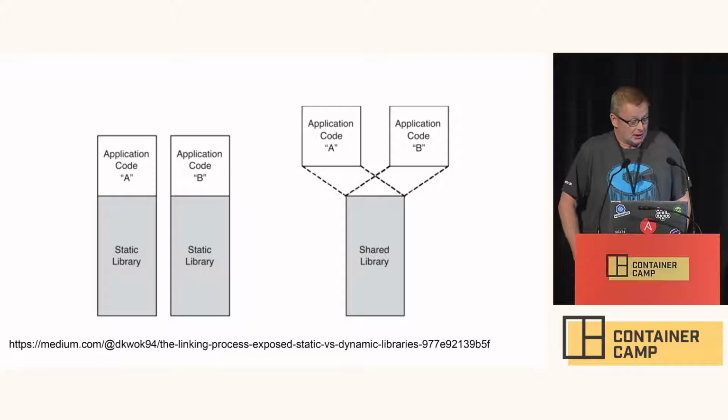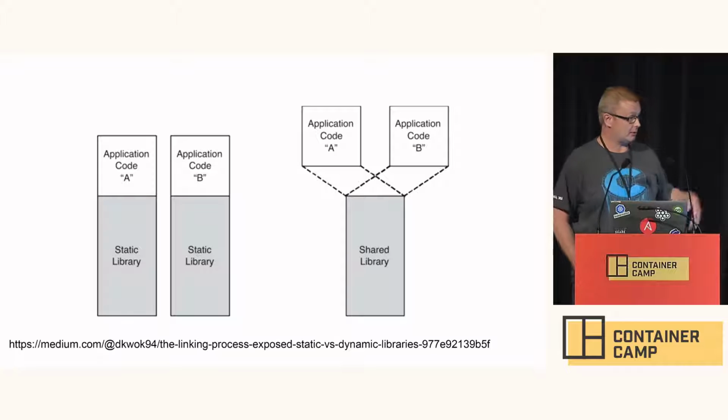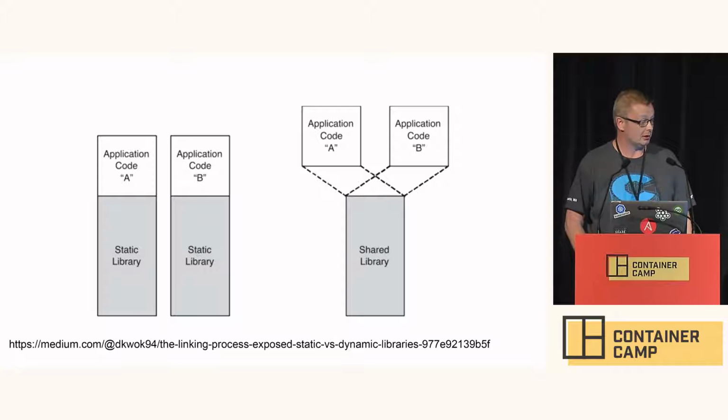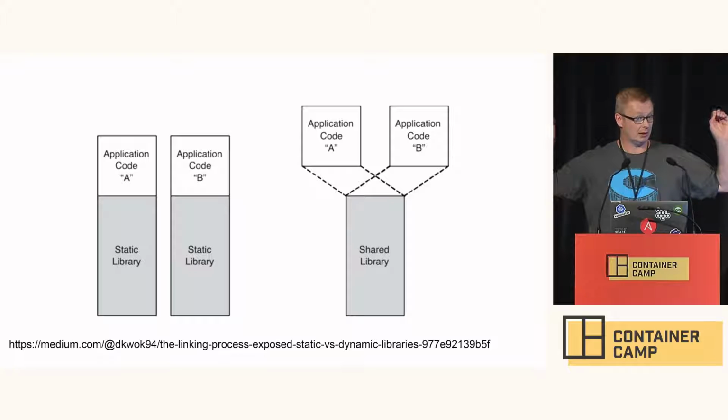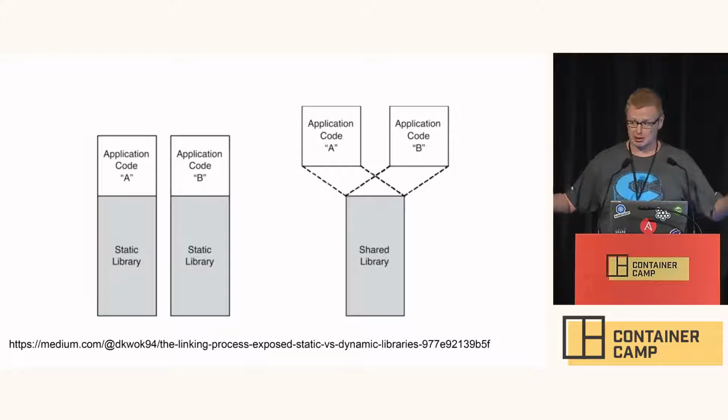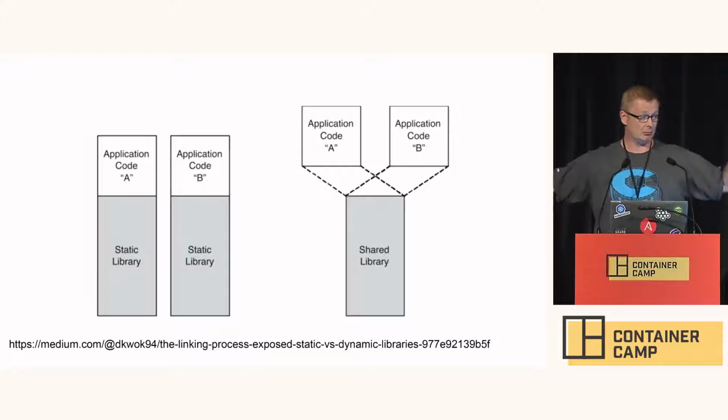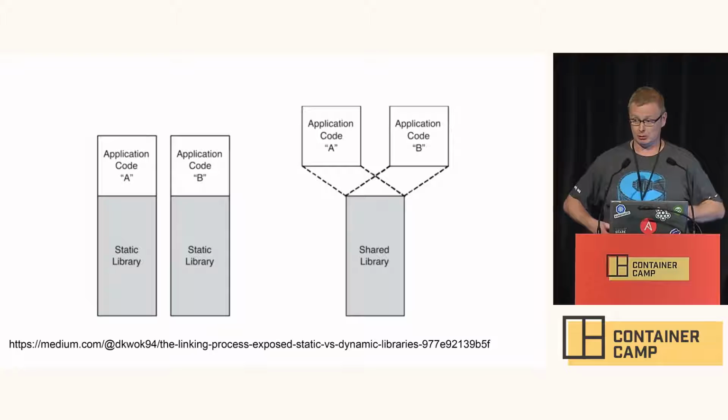Let's talk about statically compiling your applications. Everyone knows you've got an application. The difference is static compilation or static linking: your libraries are inside your binary. Whereas if you're using a shared library, then they're outside, typically on the operating system. That means that multiple applications can use that shared library.